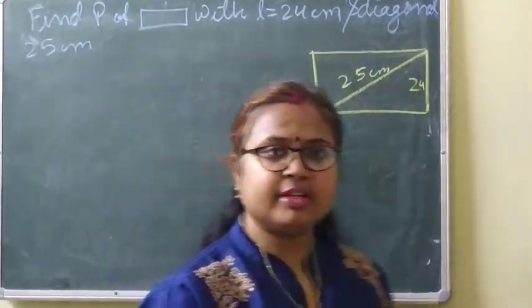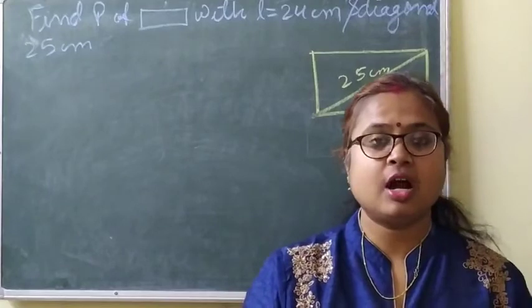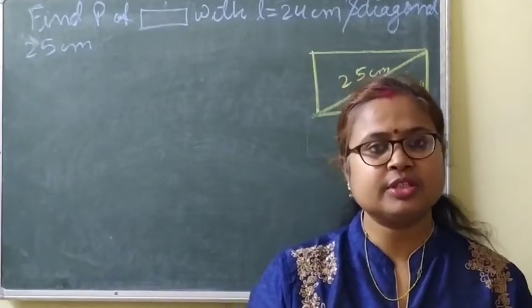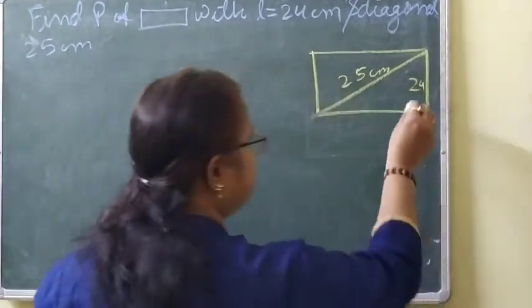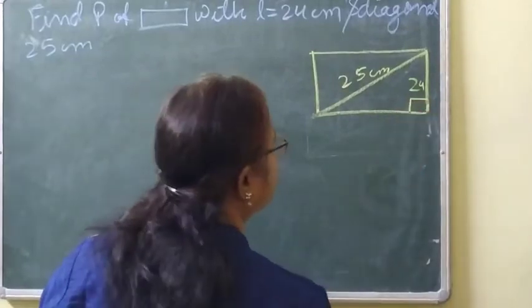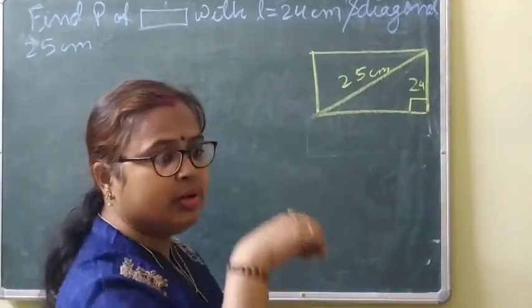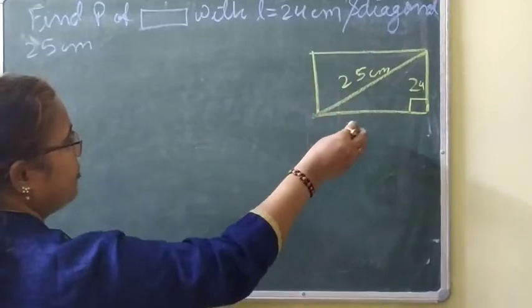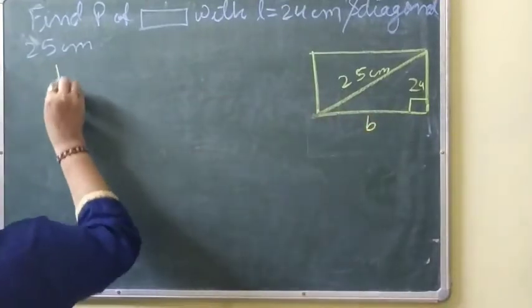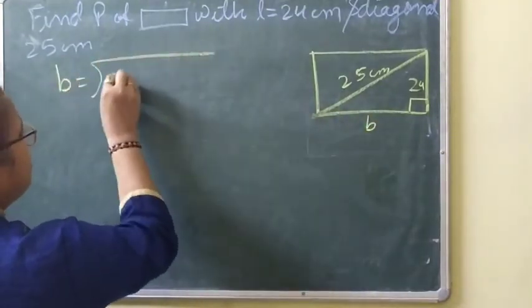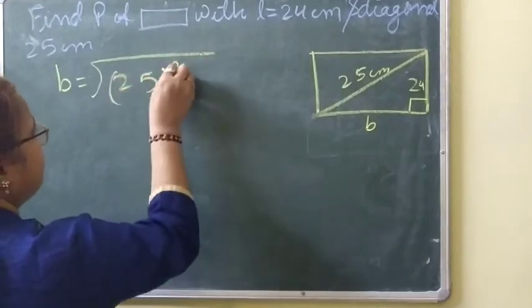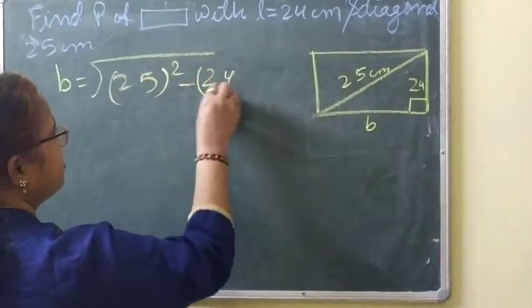So for finding the perimeter, we should know the breadth. How will we find out the breadth? Yes, by using the Pythagoras Theorem. Because in a rectangle, this angle is what? 90 degree, means each angle is equal to 90 degree. So breadth will be equal to square root of 25 square minus 24 square.